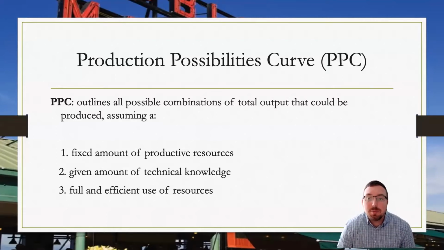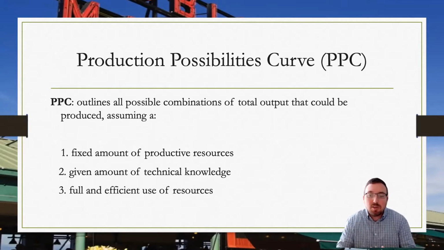So formally define the PPC or PPF, they're one and the same thing, just different terminology. It outlines all possible combinations of total output that could be produced, assuming these three assumptions. Number one, there's a fixed amount of productive resources. Okay, so to backtrack a little bit here, the PPC curve outlines all possible combinations of total output. And in this class, we're going to look at two goods, or maybe two categories of goods or services. So you think about maybe producing good A or good B, or providing service A or service B.